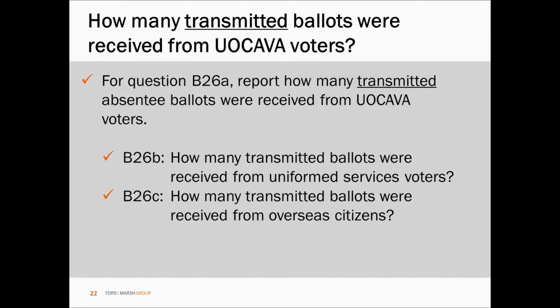For question 26A, here you're only reporting transmitted ballots. How many of them were received back from UOCAVA voters? So only ballots you transmitted. So for question 26A, you're not going to include the federal write-in and absentee ballots. So these are just transmitted ballots.